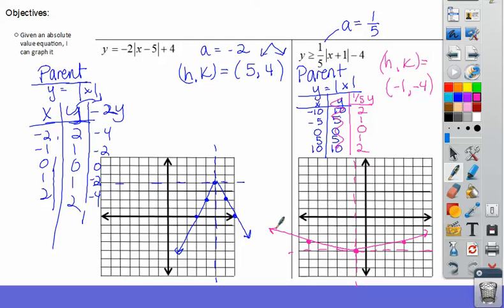I don't have to erase spaces. Am I shading above or below? Above, because it's greater than. So I'm going to go to the curve. I normally grab a highlighter and shade above. And that's my answer.